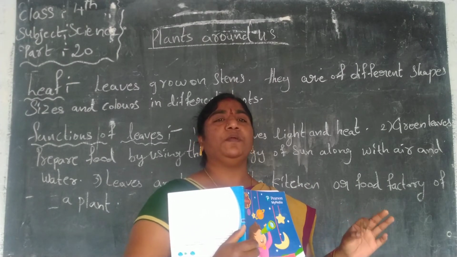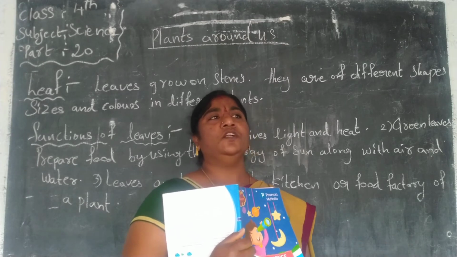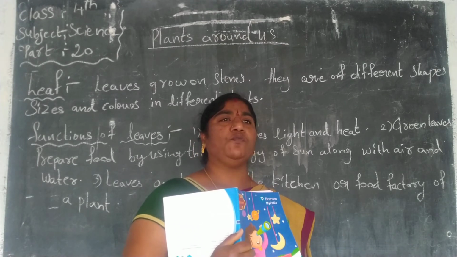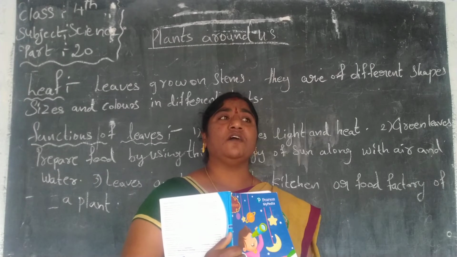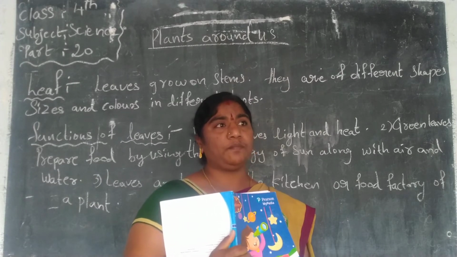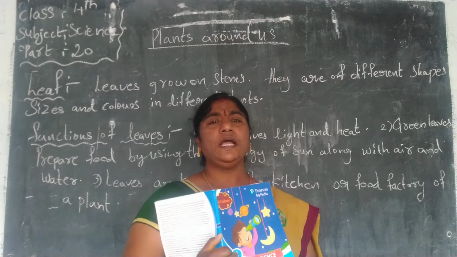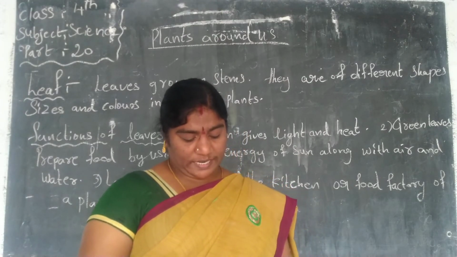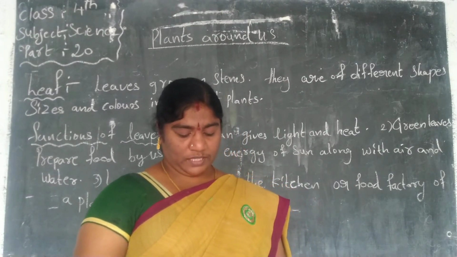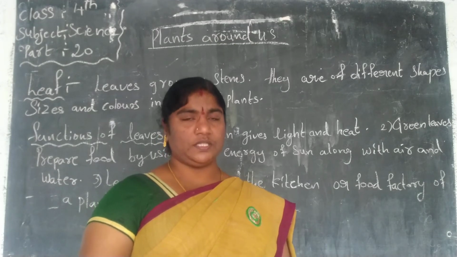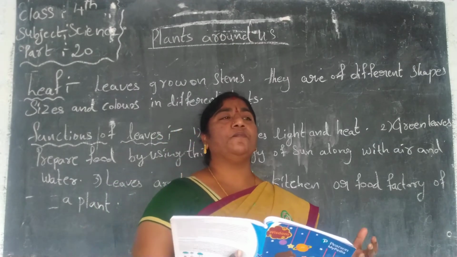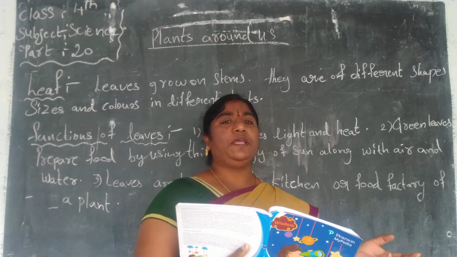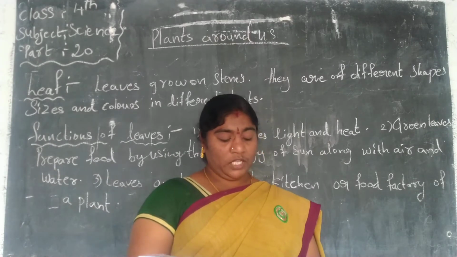The leaves can prepare the food for the plants. With the help of sunlight, air and water, the leaves of the plants can prepare the food for the plant. They use carbon dioxide, water and trapped sunlight to make food. This process is called photosynthesis. What is the process called? The name is photosynthesis.